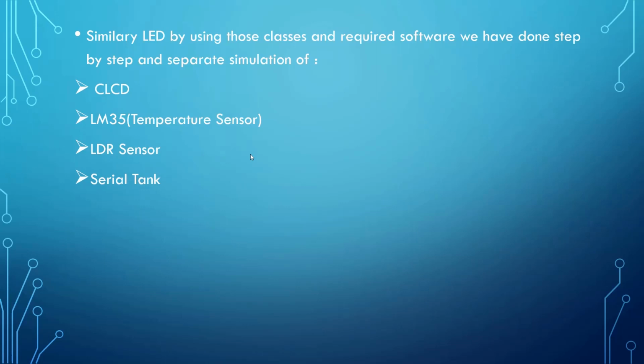Then we studied LM35, which is a temperature sensor. The temperature sensor is analog in nature, so we use an ADC, analog to digital converter, because our controller understands only digital signals. Real time linear signals have to be converted into digital form. Therefore, we use an analog to digital converter, that is ADC, to use our controller efficiently.